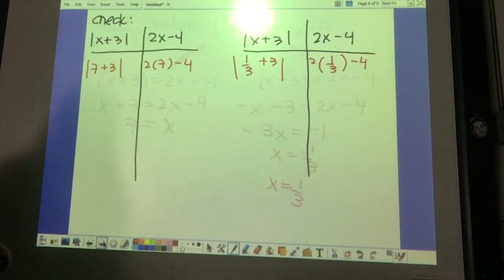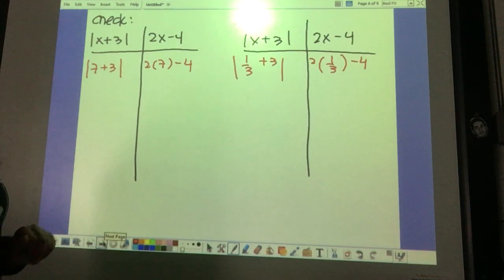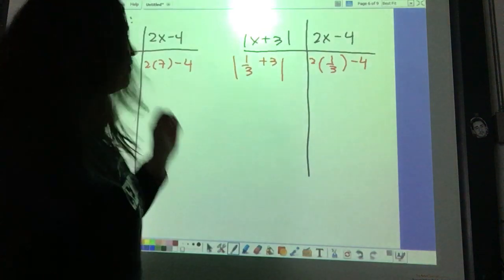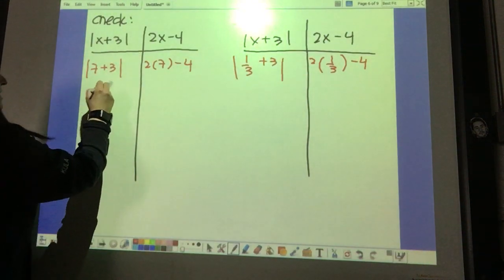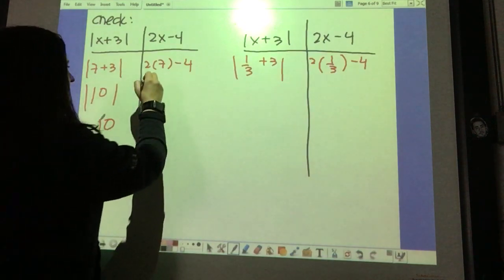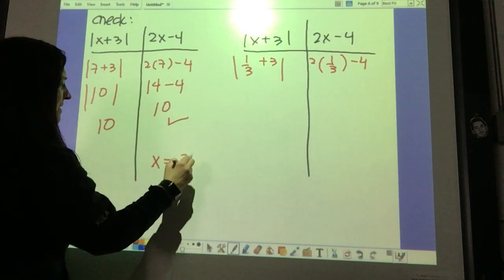We're going to go to the next screen. We're going to have to test both of them to see whether we keep them or not. So I've already set up the t-chart and I've inserted x equals 7 and x equals 1/3. 7 plus 3 is 10. The absolute value of 10 is 10. And on this side, 14 minus 4 is 10. So the x equals 7 we keep.